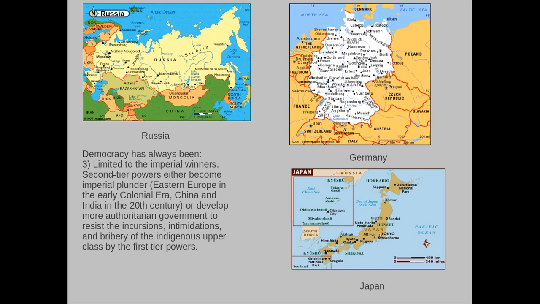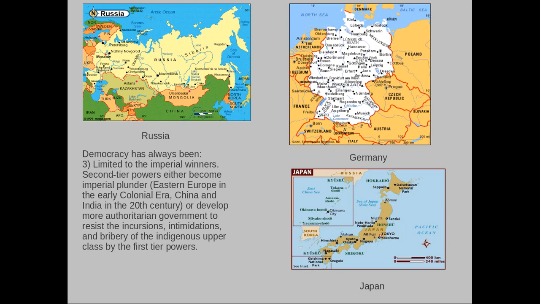Second-tier powers either become imperial plunder, Eastern Europe in the colonial era, China and India in the 20th century, or develop more authoritarian governments to resist the incursions, intimidations, and bribery of the indigenous upper class by the first-tier powers. So let's go through that a little bit here. We have the second-tier powers, which were Russia, Germany, Japan, and Eastern Europe to an extent, as these first-tier powers, the countries we talked about previously, developed into these very powerful colonial imperial nations.